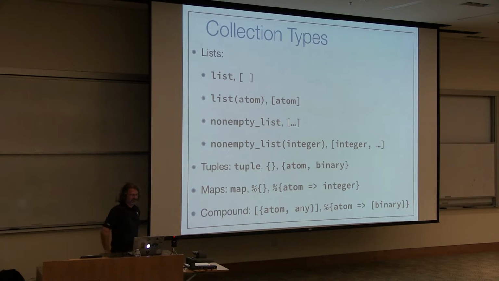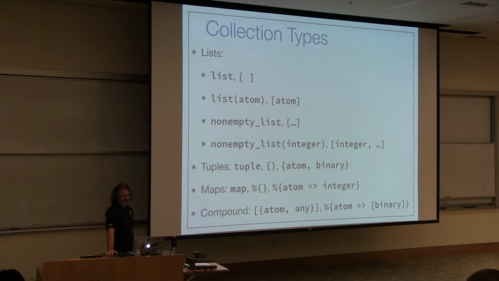And there are a whole bunch of collection types, of course, lists being probably the most commonly used one. If you want to put lists in your type signature, there's a few different ways to do that, using either just the keyword list or this open and close square brackets syntax there. That will tell you that you have a list, but it doesn't say anything about what's inside of the list. If you want to say what's inside of the list, you just use the parameterized version of those, include the type in parentheses in the first case or inside the brackets in the second case. And you can even say that you want your list to be non-empty by using one of those syntaxes there.